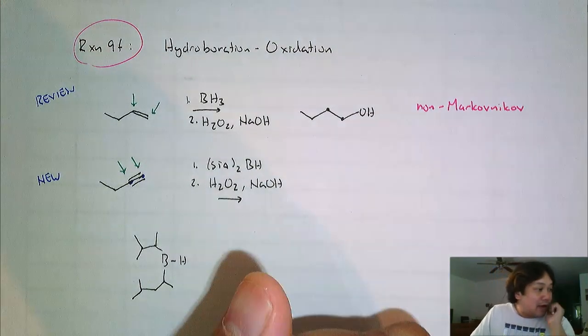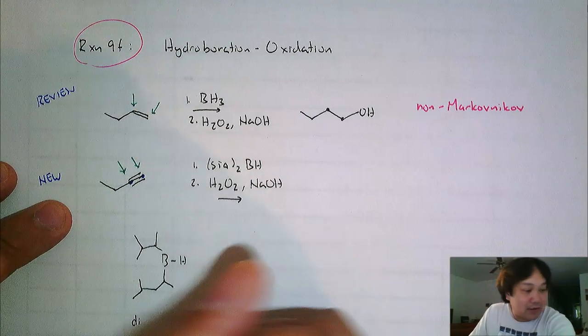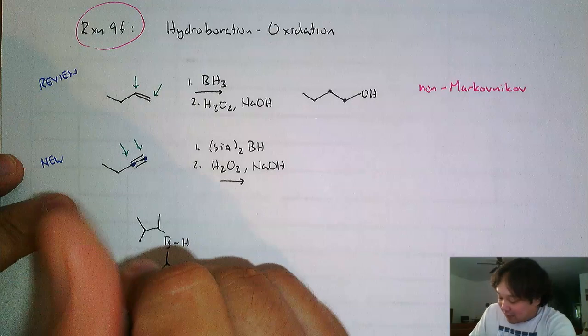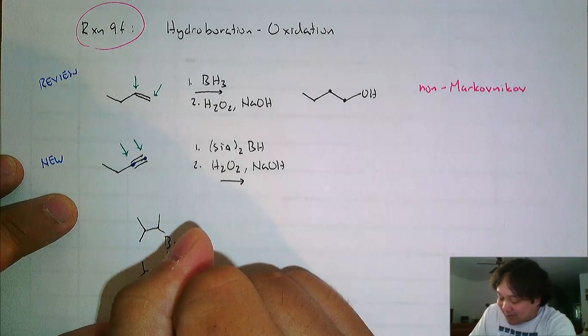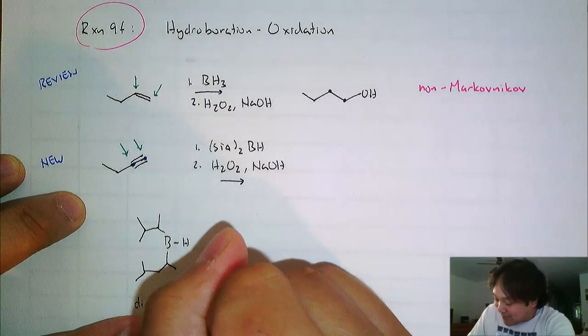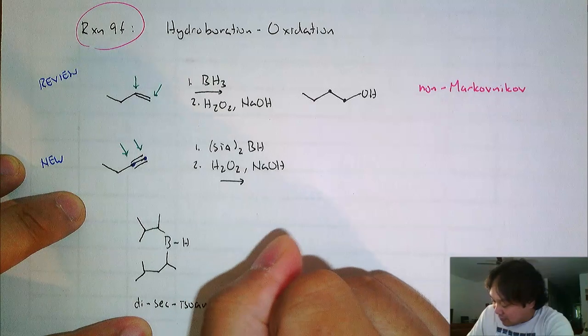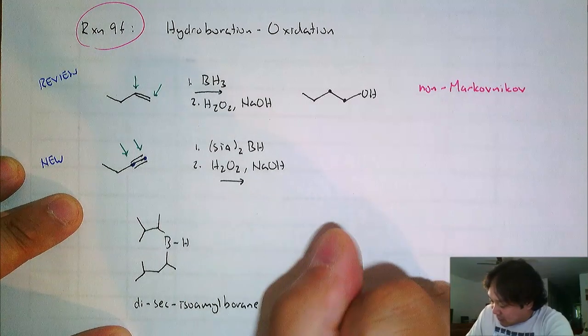If you're curious about the name, where this came from, I don't remember the name. Isoamyl borane equals SIA.